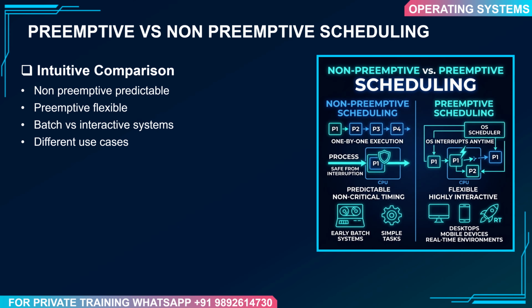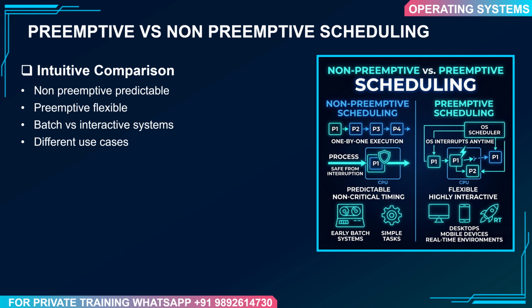Now let's compare both in a more intuitive way. In non-preemptive scheduling, once a process starts running, it is safe from interruption. This makes it predictable. It is often used in systems where tasks are simple and timing is not critical. For example, early batch processing systems worked this way. Jobs were executed one by one without interruption.